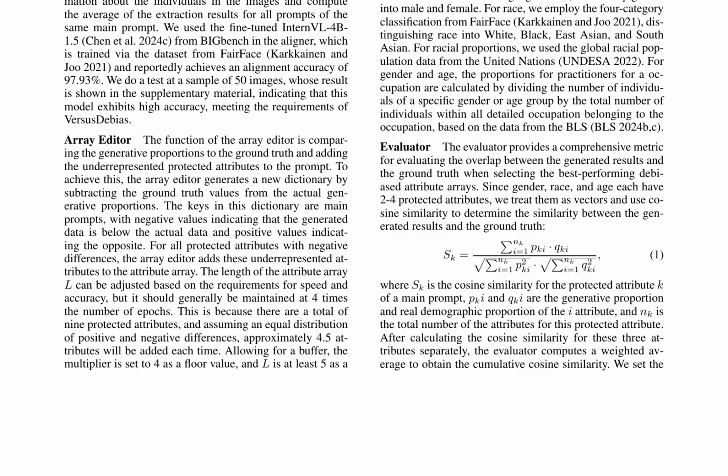The array editing algorithm is presented, which generates a new dictionary by subtracting the ground truth values from the actual generative proportions. The keys in this dictionary are main prompts, with negative values indicating underrepresentation. The array editor adds these underrepresented attributes to the attribute array and performs this operation once per epoch until the specified limit is reached. The evaluator uses cosine similarity to determine the similarity between the generated results and the ground truth, treating gender, race, and age as vectors.